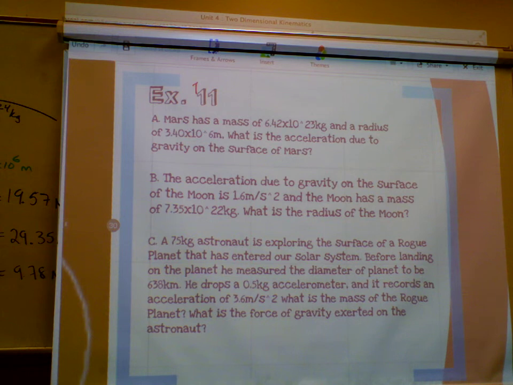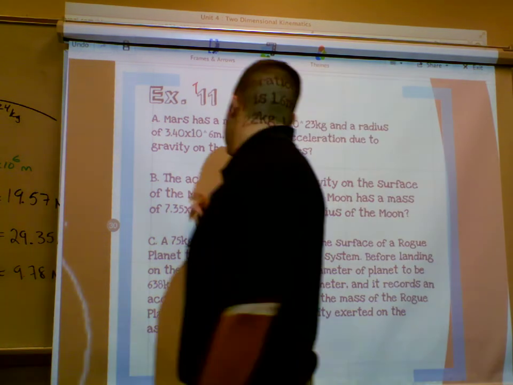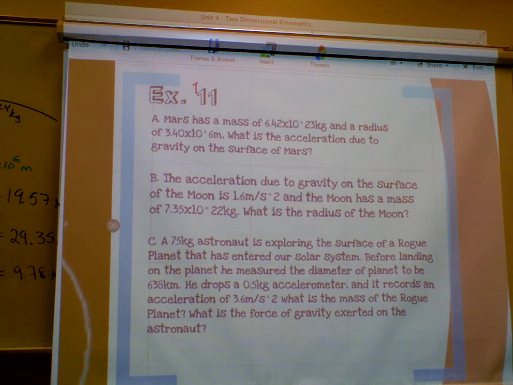Example 11. Mars has a mass of 6.42 times 10 to the 23rd kilograms and a radius of 3.4 times 10 to the 6th meters. What is the acceleration due to gravity on the surface of Mars? How do they measure the mass? Do they just put a scale under it or something? No, we're kind of working backwards from the way you measure the mass of a planet. We're getting there.